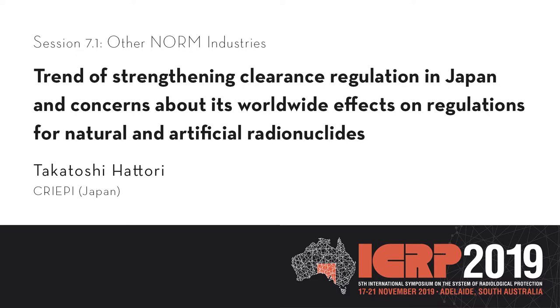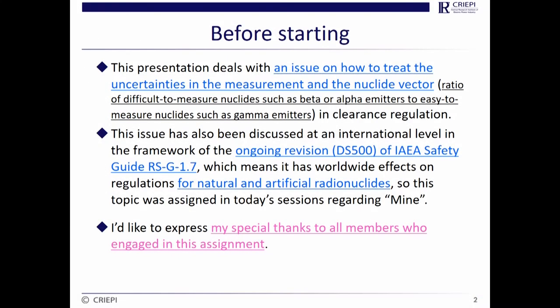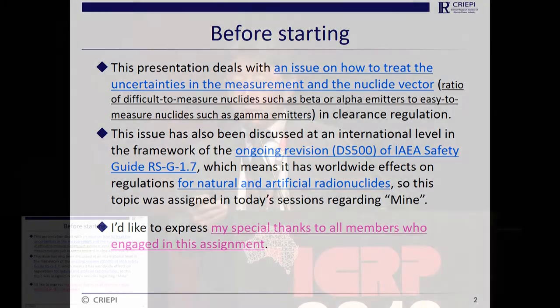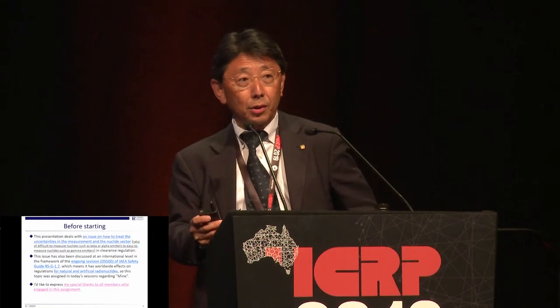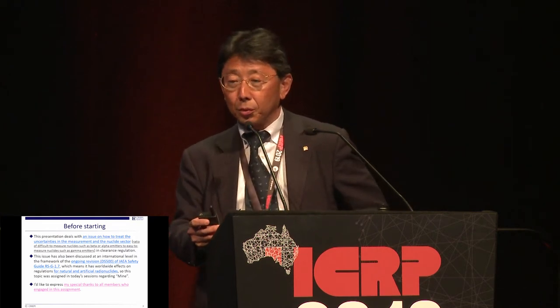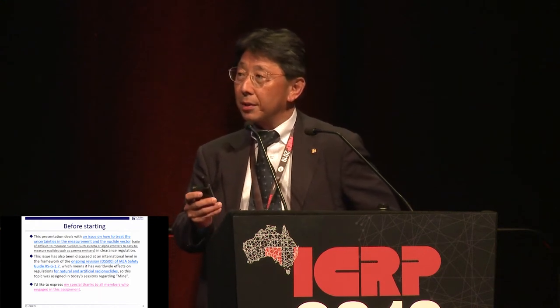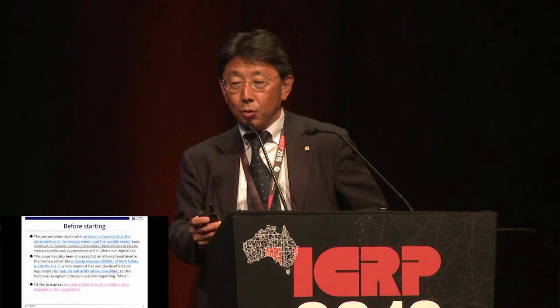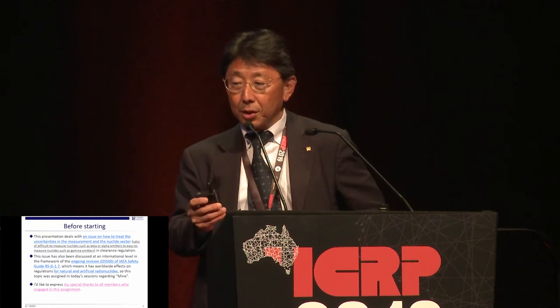Today my topic deals with the issue of how to treat uncertainty, especially in the clearance regulation. In the case of the clearance regulation, it is very important to estimate the nuclide vector. Nuclide vector means the ratio of difficult-to-measure nuclides, such as beta or alpha emitters, to easy-to-measure nuclides, such as gamma emitters. This is the nuclide vector.